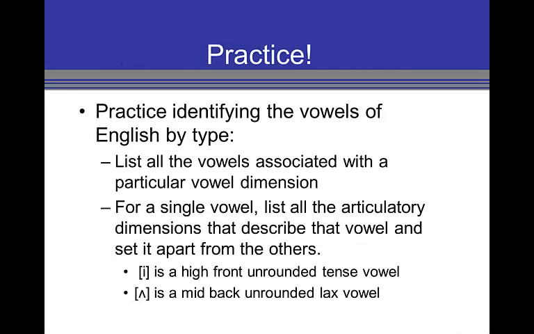You now have all the vocabulary you need to describe the articulation of vowels. Practice identifying all the vowels that are associated with a particular description, like identifying all the high vowels or all the round vowels. You should also practice using all of the articulatory descriptors to identify each particular vowel of English. For example, the vowel E would be classified as a high front unrounded tense vowel, while the vowel A would be classified as a mid back unrounded lax vowel.